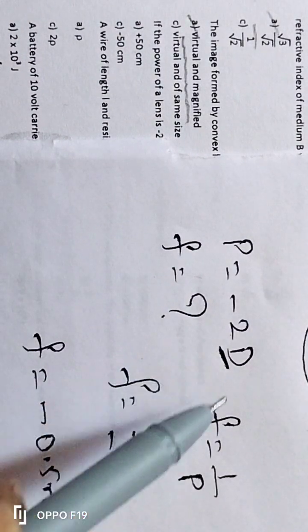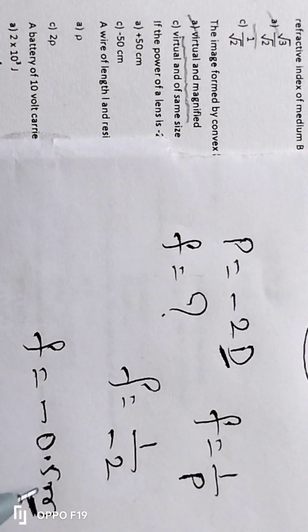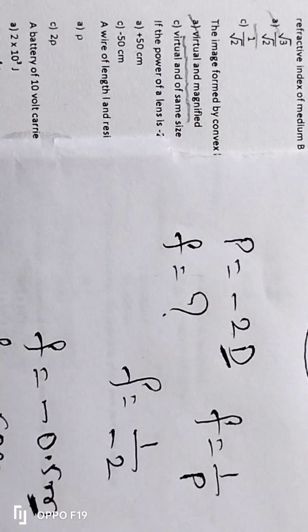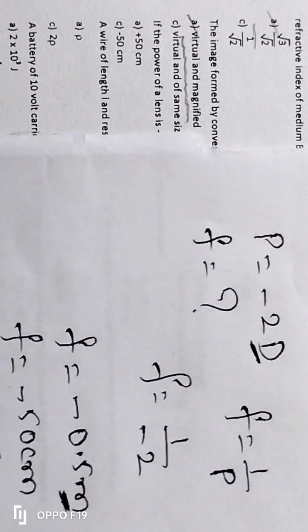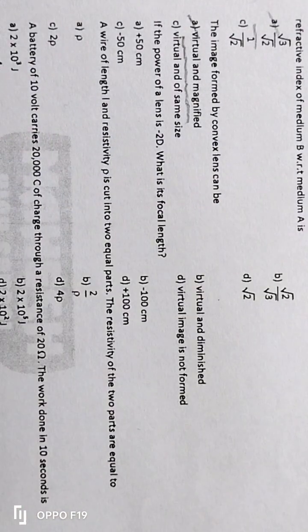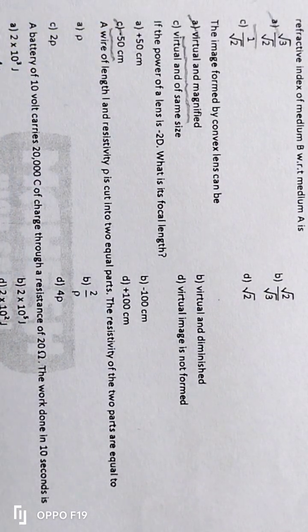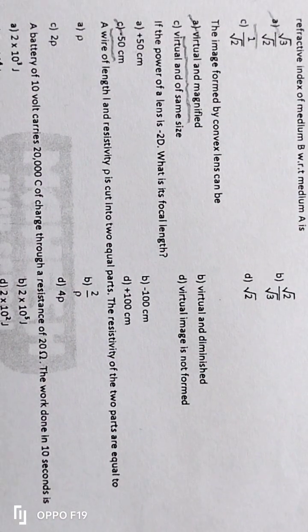If the power is given in diopter, the focal length should be kept in meter. So F is equal to minus 0.5 meter. But in the question it is given in centimeter, so 0.5 meter is equal to 50 centimeter. F is equal to minus 50 centimeter. Therefore the correct option for this question is option C, minus 50 centimeter.